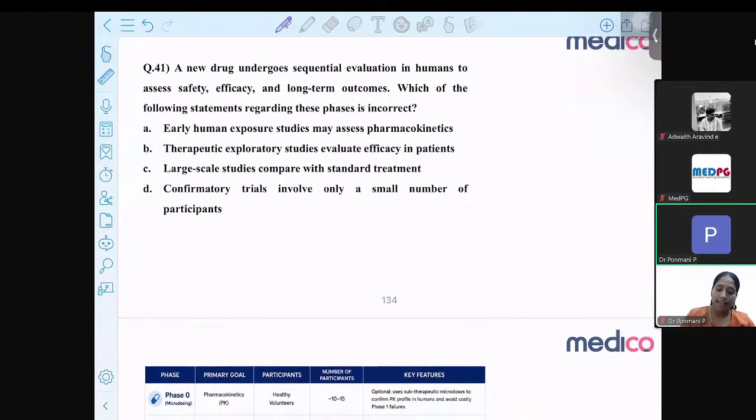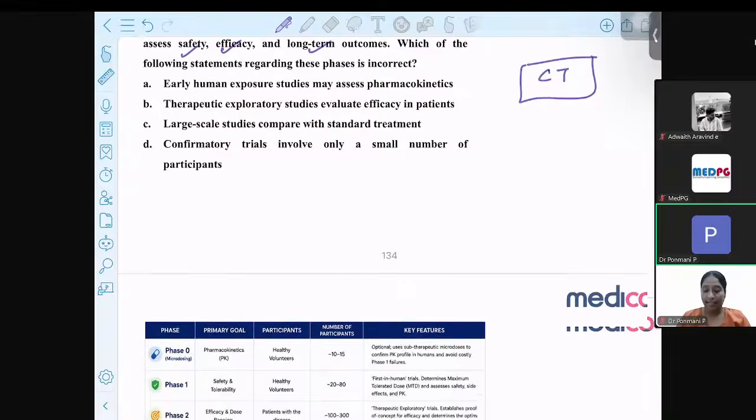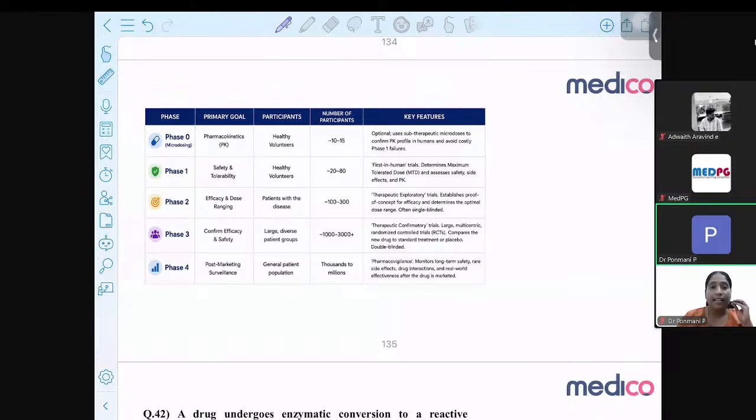Now let us move into the next question. A new drug undergoes sequential evaluation in humans to assess the safety, efficacy, and long-term outcomes. Which of the following statements about these phases is correct? So this question is about clinical trials. So what are clinical trials? The clinical trials consist of 4 phases: phase 1, phase 2, phase 3, and phase 4. In addition, there is another phase which is called phase 0. This phase 0 is called a microdosing study. And what is the main aim of this?